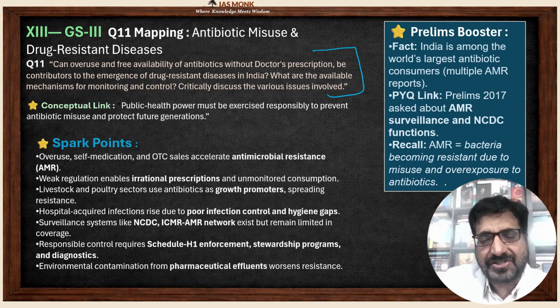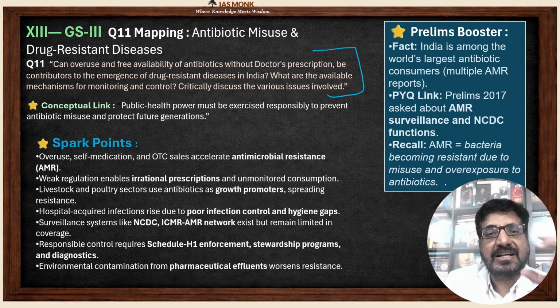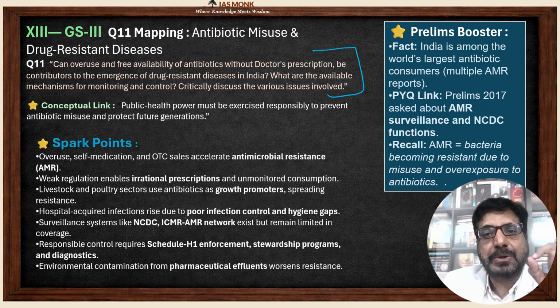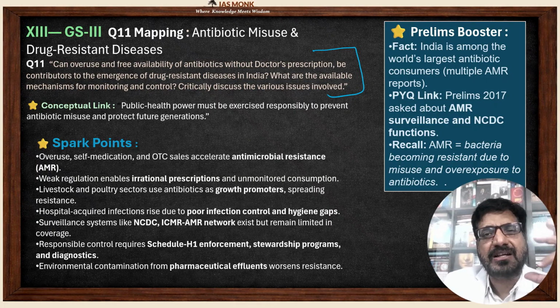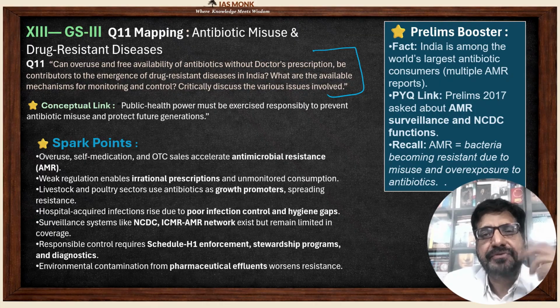Monitoring mechanisms exist. Okay, NCDC surveillance, ICMR, AMR network, Schedule H1 restrictions, and hospital stewardship programs. So all these are there, but coverage and enforcement remain uneven. Diagnostics are underused, leading to empirical and excessive antibiotic use. Responsible public health governance requires strict prescription control, wastewater regulation, improved hygiene, and nationwide AMR surveillance. Without responsible action, India risks a future where common infections become untreated.